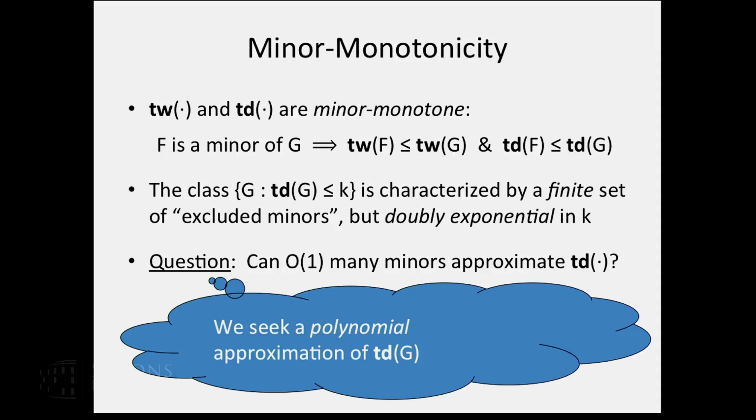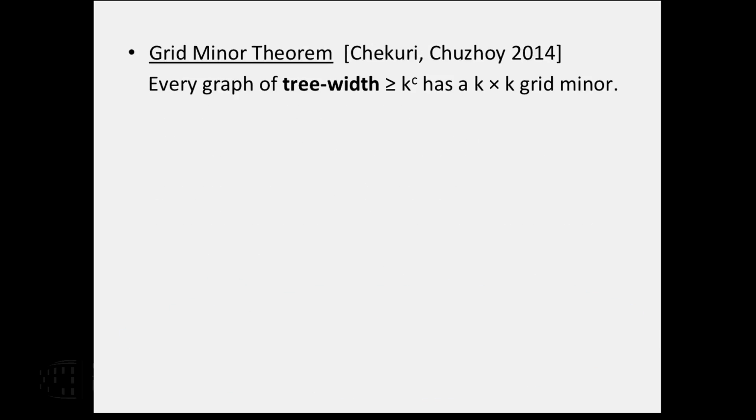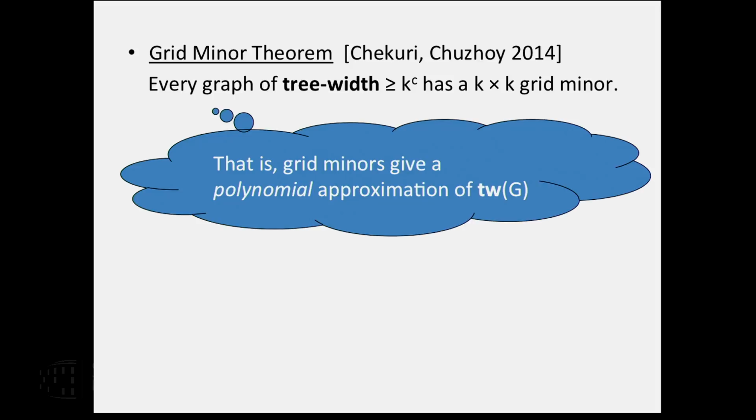In the case of tree width, this was accomplished recently by the polynomial grid minor theorem of Chekuri and Chuzhoy. The result is that every graph with tree width at least k to some fixed constant contains a k by k grid minor. Moreover, the k by k grid has tree width k. So this shows that the largest grid minor in a graph is a polynomial approximation of its tree width.